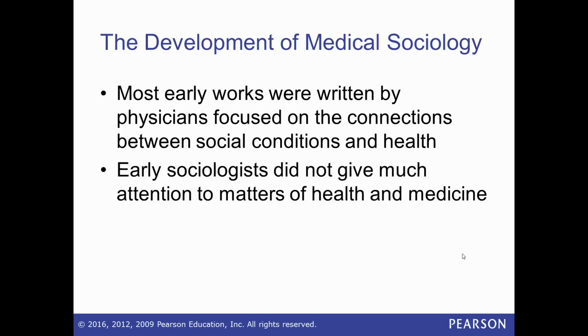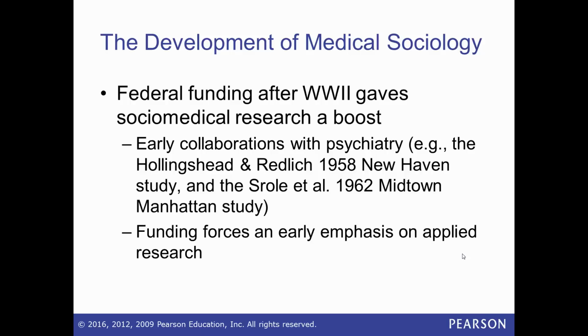It wasn't until really federal funding after World War II. Medicine became more modernized, became more scientific in a lot of ways. And the funding sources that were available resulted in early collaborations among sociologists and psychiatrists. And from there, collaborations between sociologists and medical professionals grew. The funding, of course, forced an early emphasis on applied research. So a lot of the early medical sociology is very applied. There's not a whole lot of theory going on there.